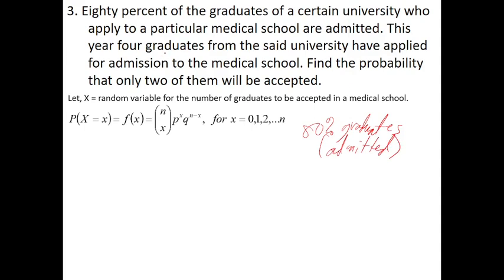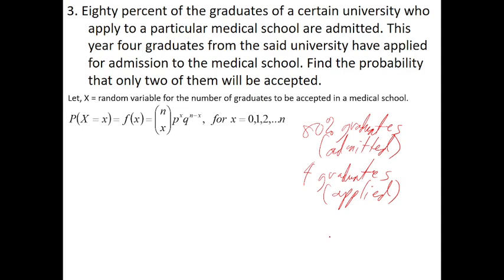This year, 4 graduates from the said university have applied for admission to the medical school. So we have 4 graduates applied, no? Find the probability that only 2 of them will be accepted. Ano daw yung probability na dalawa lang dito sa graduates na to yung matatanggap?